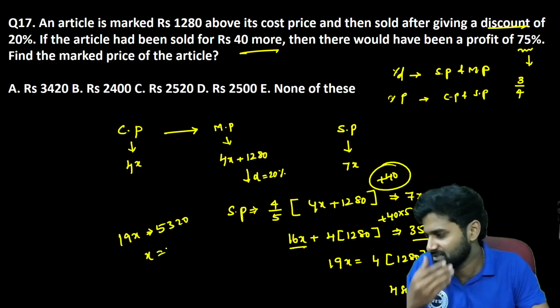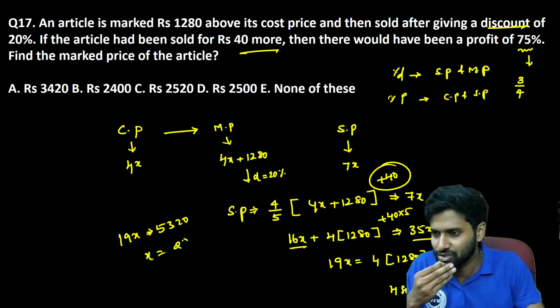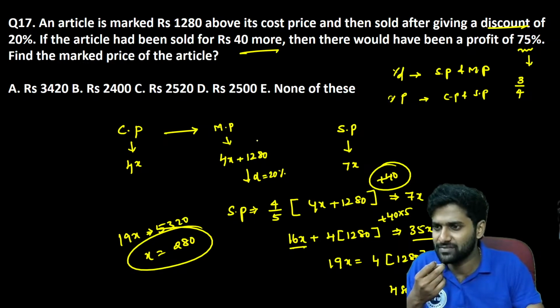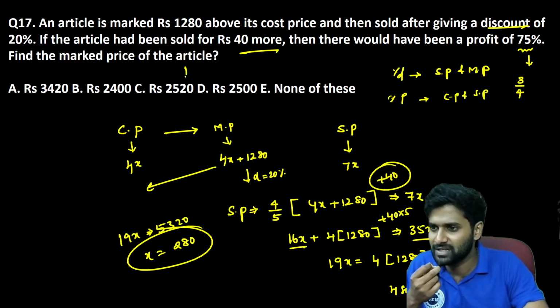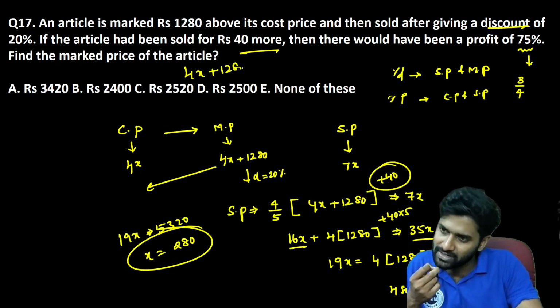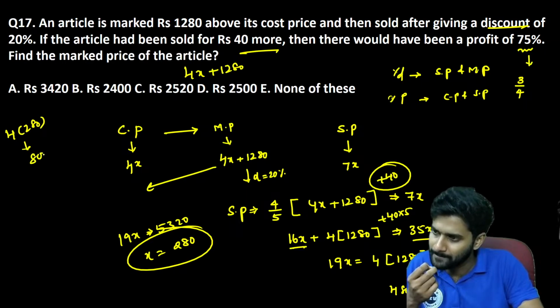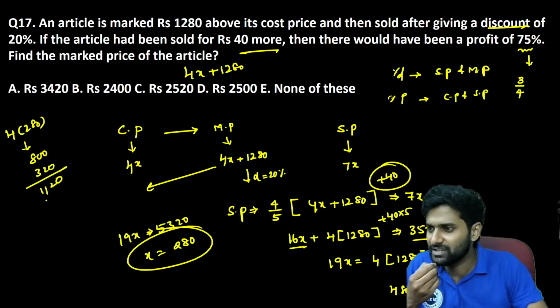If we cancel it here, 19 ones are 19, 19 twos, 19 eights. So the answer is 280. Now the question here, find the market price of the article. So market price of the article is 4x plus 1280. So 4 multiplied by 280 is 1120, plus 1280.